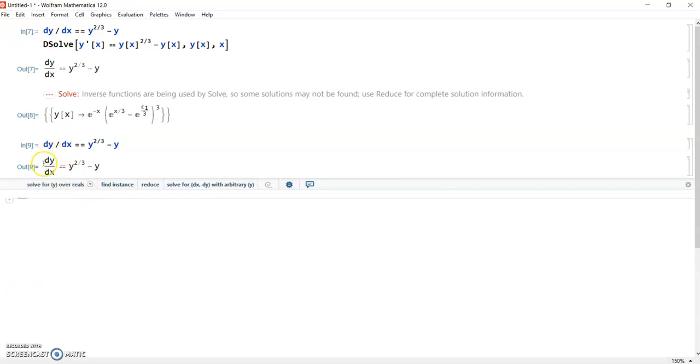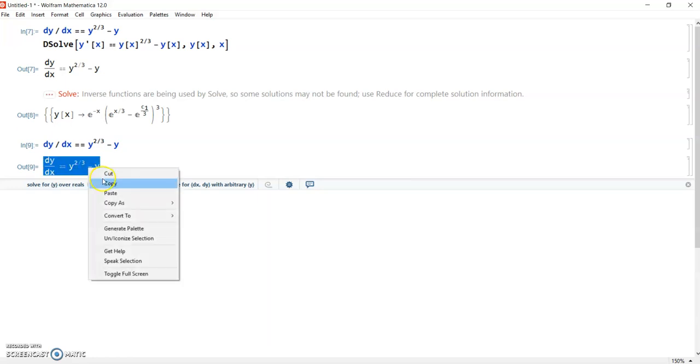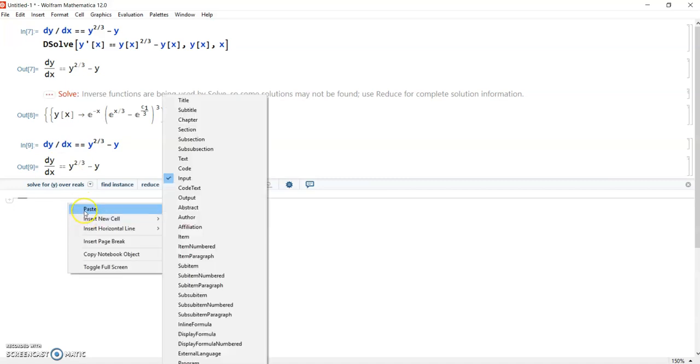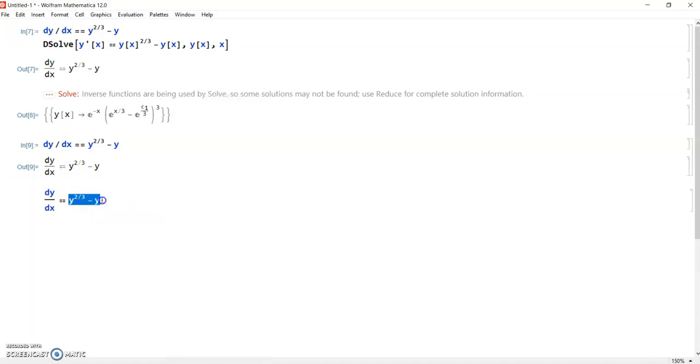Now we can see from this equation we can separate the variables. For separating the variables, I have to divide both sides of this equation by this value, y power 2 by 3 minus 1. Because I'm using Mathematica, I can use copy and paste. So I will divide it here on the left hand side, and I also divide it here on the right hand side.